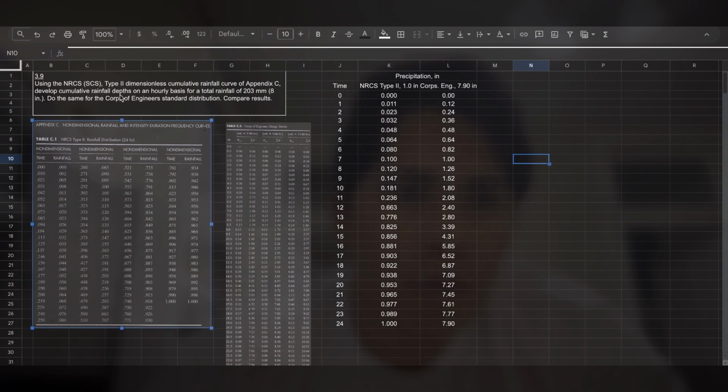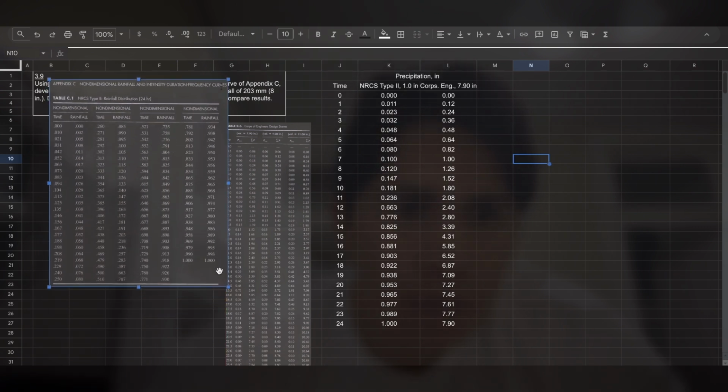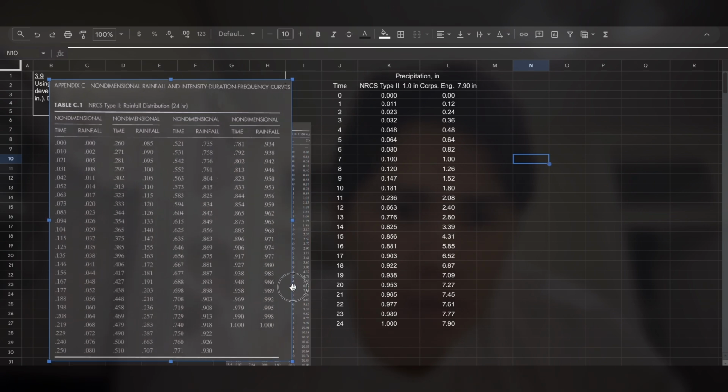And we need to develop cumulative rainfall depths on an hourly basis for a total rainfall of 203 millimeters, which is about 8 inches. And we need to do the same for the Corps of Engineers standard distribution. So we need to generate a distribution curve using the SCS type 2 and the Corps of Engineers. You can use all these values here. Let me start by explaining this graph really quickly.